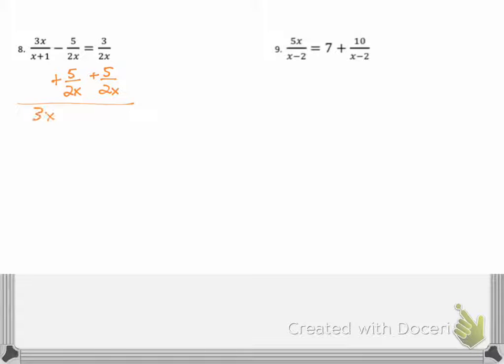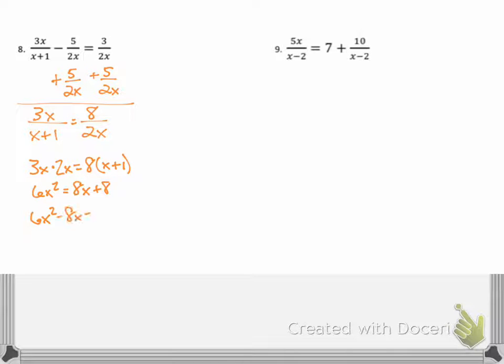So I'll have 3x over x plus 1 on the left. Right side, 3 plus 5 would make 8 over 2x. Cross multiply by doing 3x times 2x equals 8 times x plus 1. So I'd have 6x squared on the left, 8x plus 8 on the right. Since this is a factoring problem because we've got an x squared, we're going to subtract 8x and 8 to the other side: 6x squared minus 8x minus 8 equals 0.